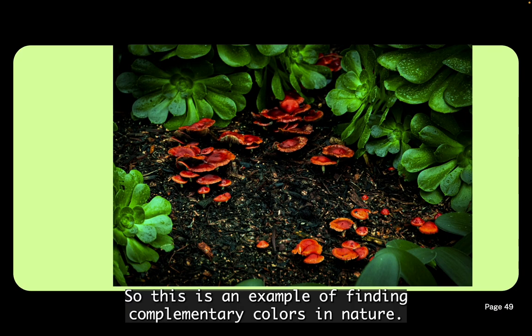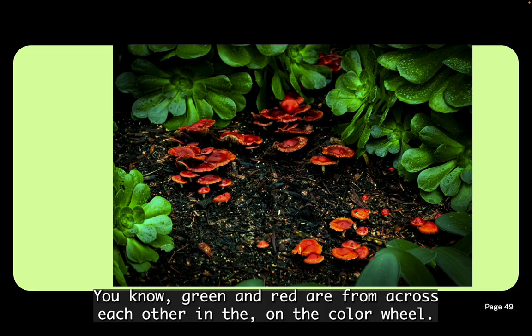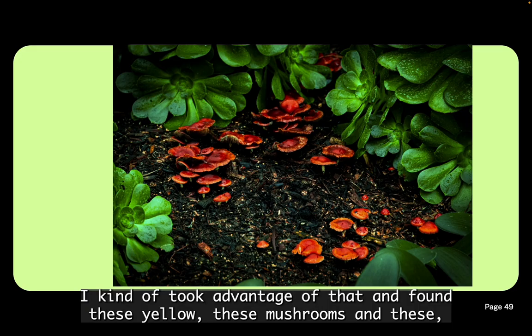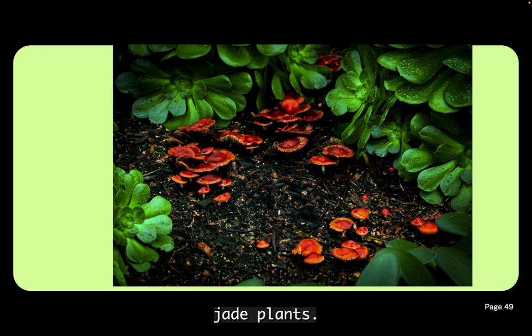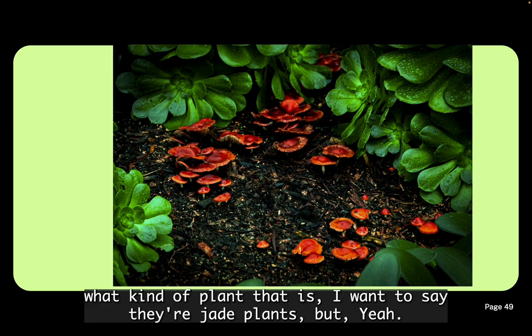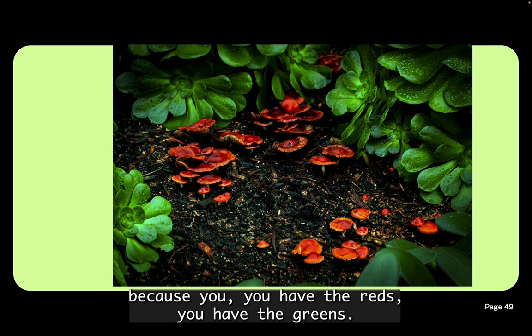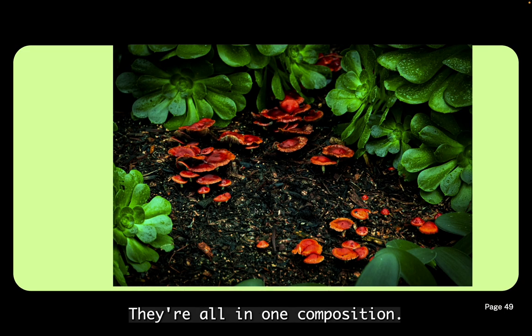So there's an example of finding complementary colors in nature. Green and red are across from each other on the color wheel, so I took advantage of that and found these mushrooms and these jade plants. If anybody knows what kind of plant that is, I want to say they're jade plants. This is an example of complementary colors, because you have the reds and the greens all in one composition. This is good. Find stuff like this.